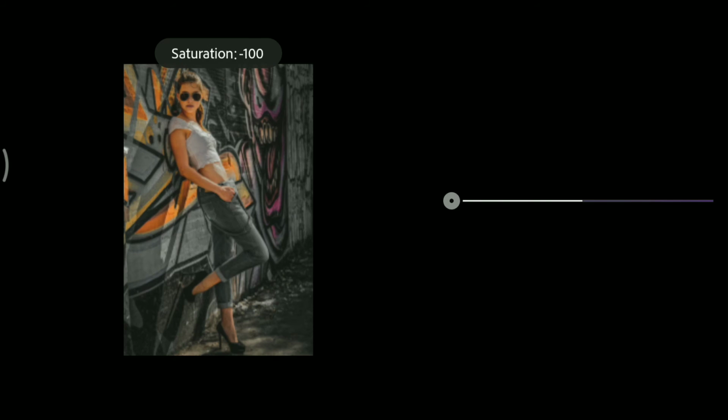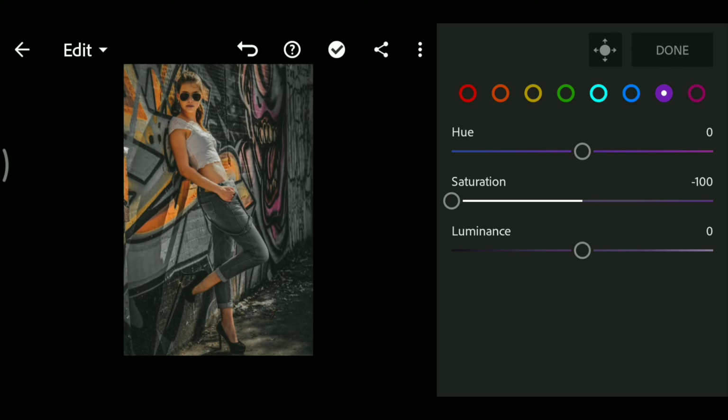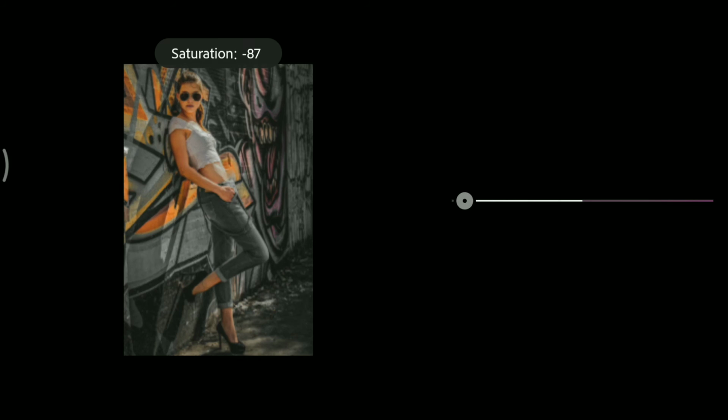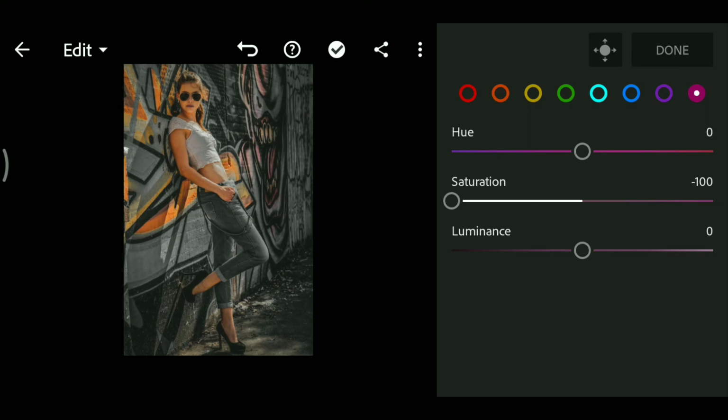Violet, hue 0, saturation -100. Rose, hue 0, saturation -100, luminance 0.